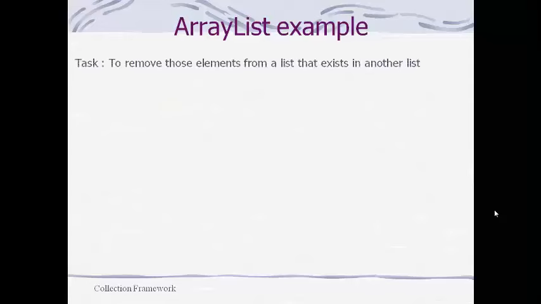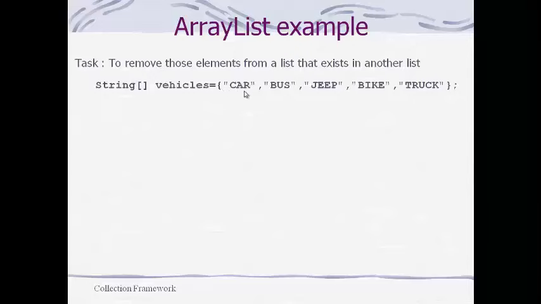An array list example. The task is to remove the elements from a list, those elements that exist in another list. For example, we have a vehicles array, which is a string array, and we would like to remove these two, Jeep and bike, from the above.